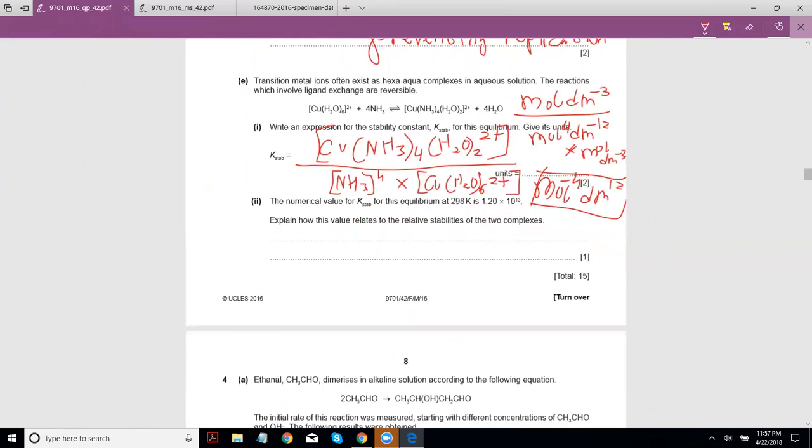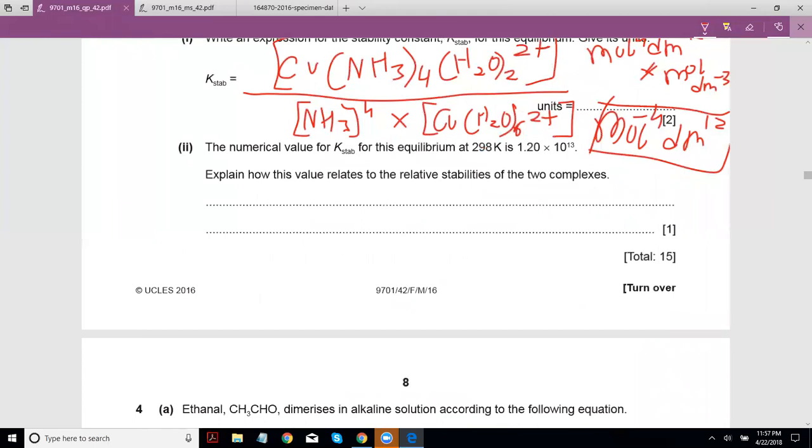That's the idea. So the numerical value for K stab for this equilibrium at 298 K is 1.2 times 10 to the power 13. Explain how this value relates to the relative stabilities of the two complexes. So K stab is the concentration of the second complex over the concentration of the first. So the second complex is much bigger, which shows that it's more stable in the amine form, basically. Because the numerator is bigger, right? So the value is bigger.